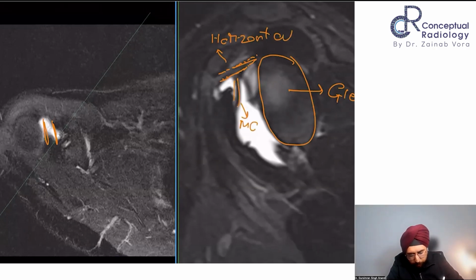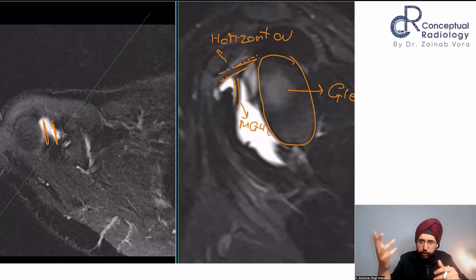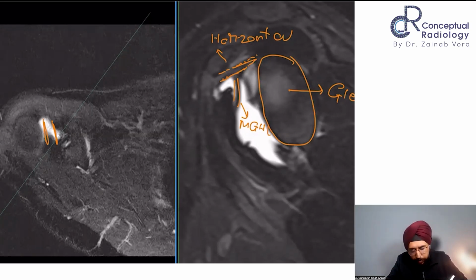Now there can be variants. The MGHL may arise from the IGHL as well. So don't get confused. The MGHL itself can arise from the anterior superior part of the glenoid, and it can arise from the SGHL as well. You just have to see the orientation of these ligaments on the sagittal oblique images and then label them. So MGHL will always be directed perpendicularly and SGHL will always be directed horizontally.